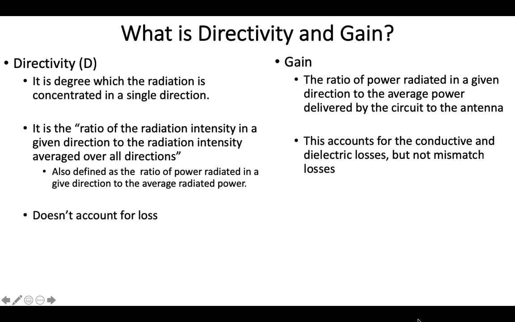Directivity is the degree to which radiation is concentrated in a single direction. It is defined as the ratio of power radiated in a given direction to the average radiated power. And directivity doesn't account for losses, and gain does account for losses, but not for mismatched losses.